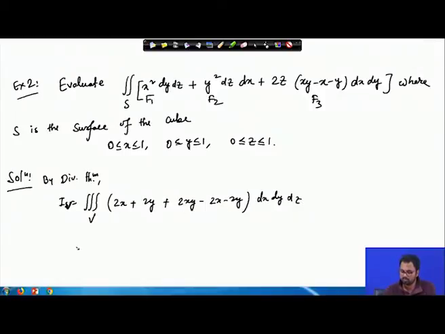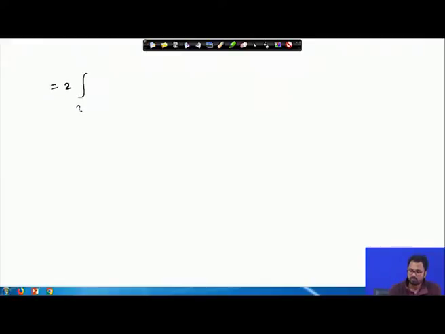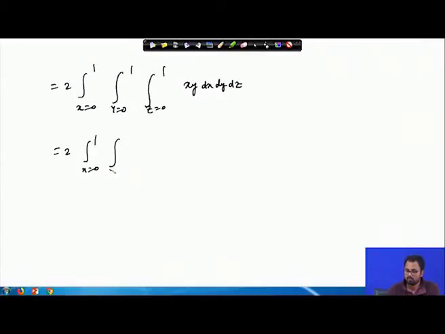So 2 x will be cancelled, and then this will be 2 times the volume integral of x y dx, dy and dz. Now here we have to substitute the values for x, y and z. Since it is a volume integral, x will vary from 0 to 1, y will vary from 0 to 1 and z will vary from 0 to 1. Then we have x y dx, dy, dz. First we integrate with respect to z, and the value will be 1 when z is 1. So this is just 2 times the integral with x running from 0 to 1, y running from 0 to 1, of x y dx dy.